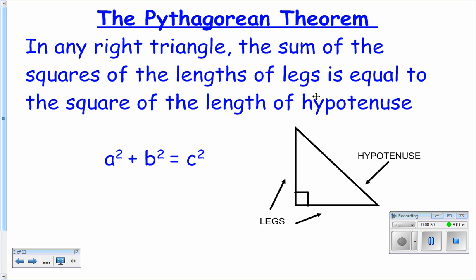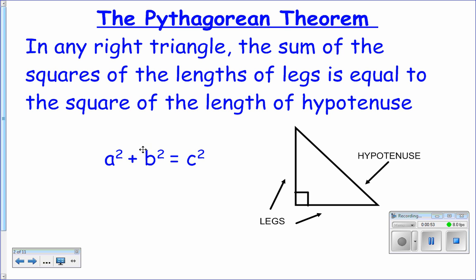So the Pythagorean theorem says that in any right triangle, the sum of the squares of the length of the legs is equal to the square of the length of the hypotenuse. So here I have a triangle. You want to draw this picture in your notes. You see, this is labeled a leg, this is labeled a leg, and this is the hypotenuse.